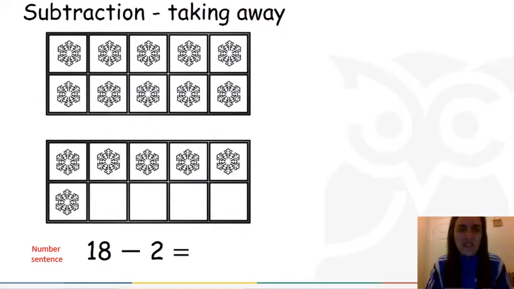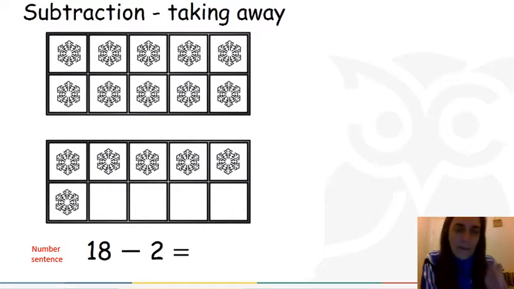I've taken 2 snowflakes off my 10 frame. So I had 18. I've taken 2 off. How many have I got left? Did you say 16? It's 16. We've got 1 full 10 frame. That's 10. We're so clever. We know that a full 10 frame means 10. And 6 more. Let's count on from 10. Just double check. 11, 12, 13, 14, 15, 16.